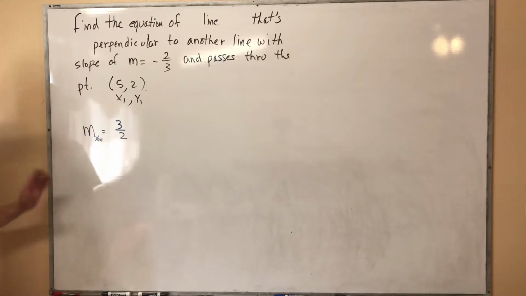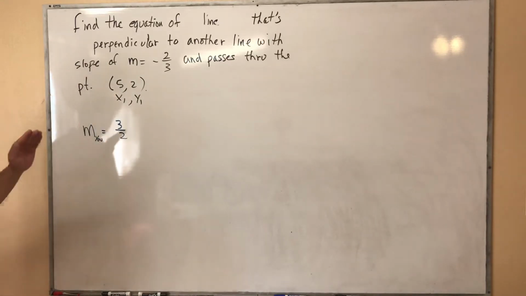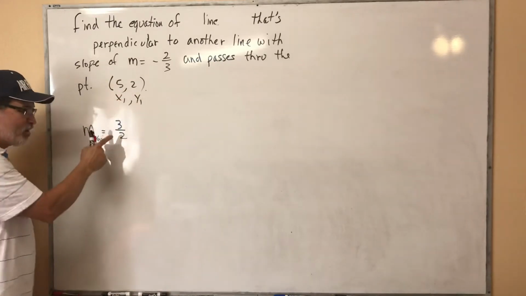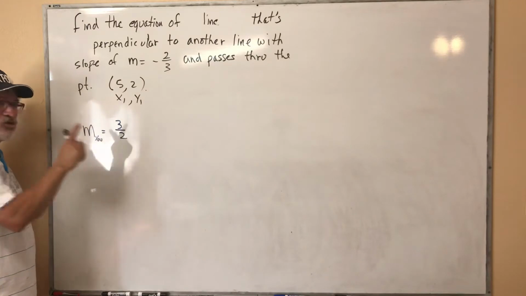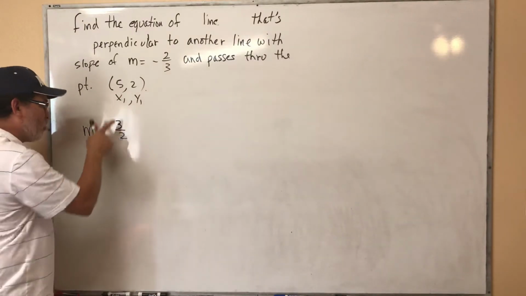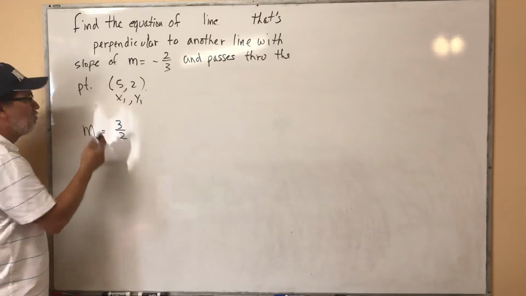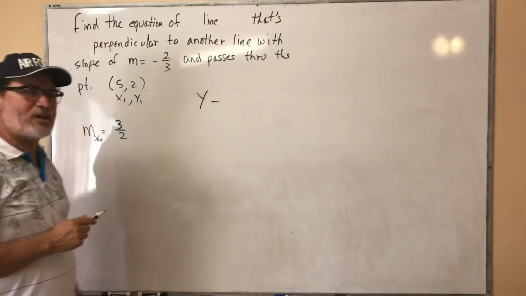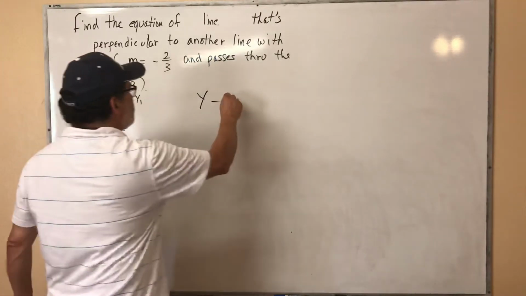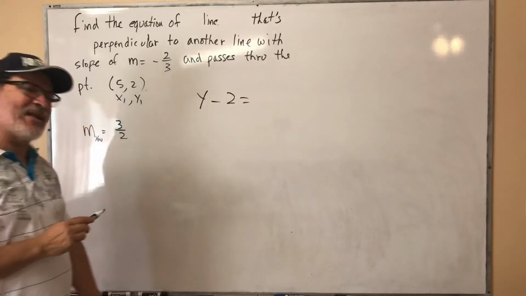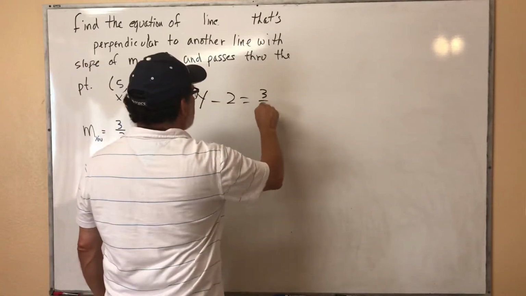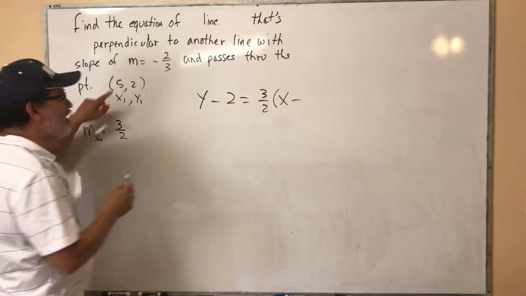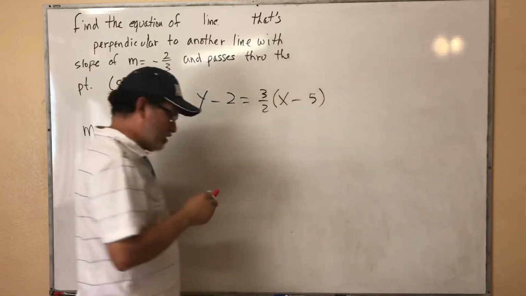So therefore, your line passes through this point with this slope. Okay, now let's use the formula. y minus y1. What's y1? 2. Equals m. What is m? 3/2. Times x minus x1. What is x1? 5. There you go.